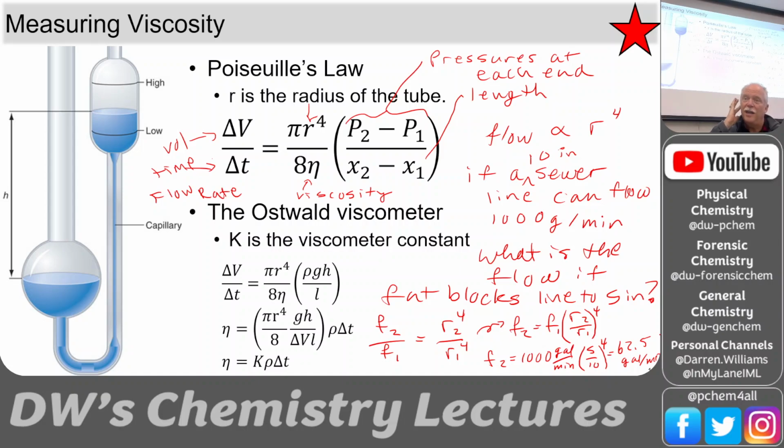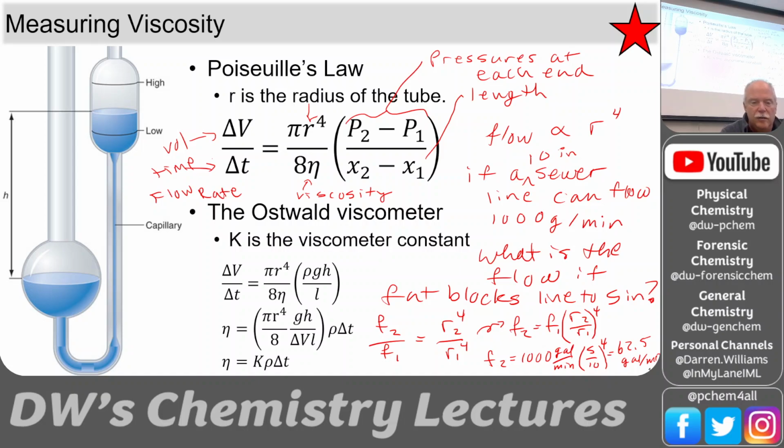Pretty dramatic change. Going from 1,000 gallons per minute to 63, just by cutting it in half. So instead of a 10-inch pipe, you've got a 5-inch pipe. A 5-inch pipe is still pretty big, but with the same pressure, same length, same viscosity, all you're going to be able to flow through that is 63 gallons per minute. Huge change. Okay, what percent change is that?